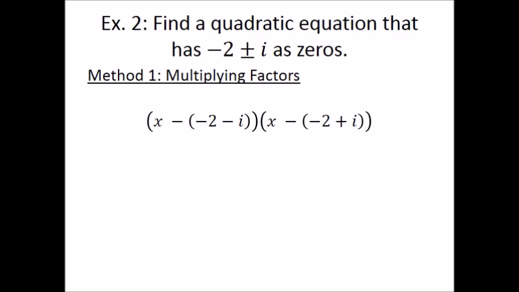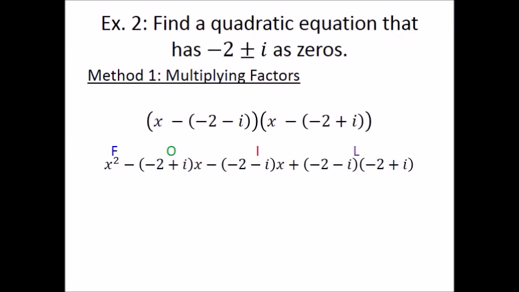For method 1, form each factor by writing x minus one of the given zeros. We'll have x minus the quantity negative 2 minus i, and x minus the quantity negative 2 plus i. Next, I'll multiply the factors together. Finish by adding like terms and multiplying the negative 2 minus i times negative 2 plus i. 4 minus i squared is really 4 minus negative 1, or 5. So my equation is x squared plus 4x plus 5 equals 0.